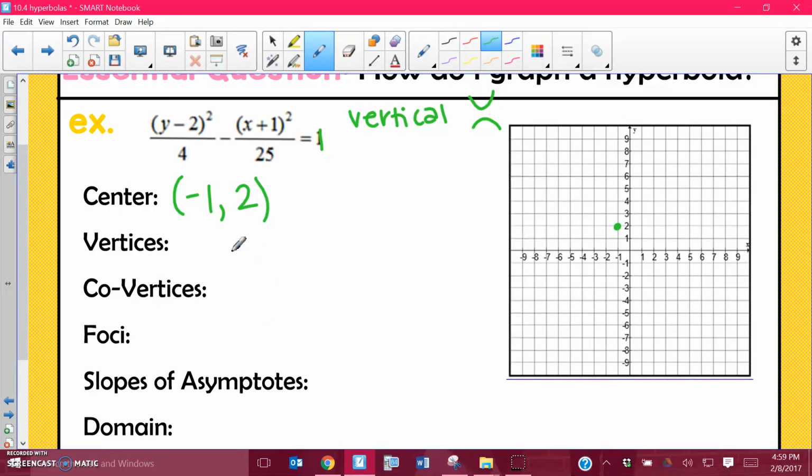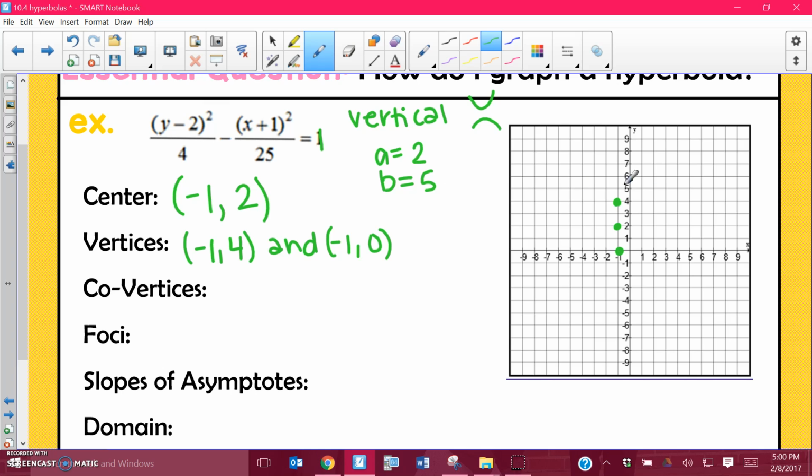Okay, my vertices, in order to find those, I'm just going to look for my a and b value. So my a value is the one that's first, so the square root of 4 is 2, and then my b value is the square root of 25, or 5. Now remember, this goes with your y. It's kind of like your y radius. So I'm going to go up 2 from my center and down 2 from my center. Those are going to be my vertices because those are along the major axis, or along the vertical or transverse axis. Okay, so my vertices are at -1, 4 and -1, 0.